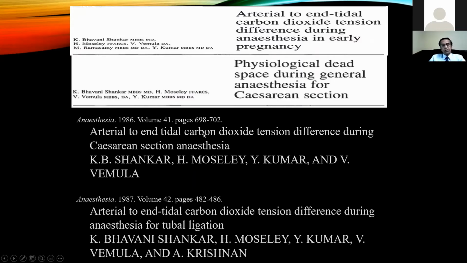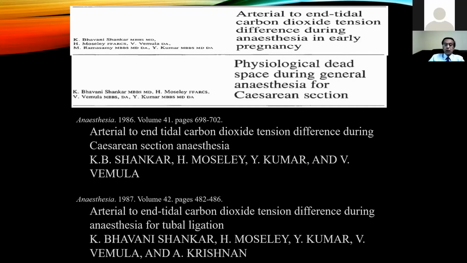And we did a couple of studies way back in 1986 and 87 where we measured the arterial to end tidal CO2 difference during cesarean sections and found this difference to be 0 to 1 millimeter. And this is of particular value because during cesarean section anesthesia, if you maintain the end tidal CO2 around 32 millimeters, the expected arterial CO2 would be around 32 millimeters.